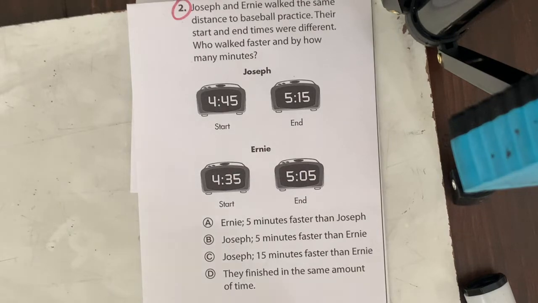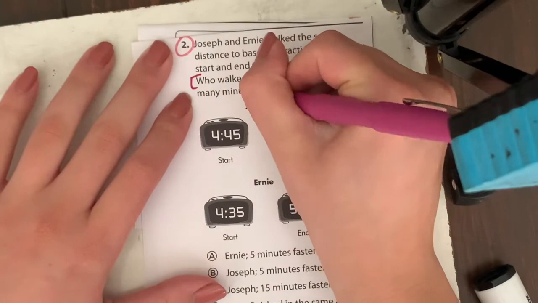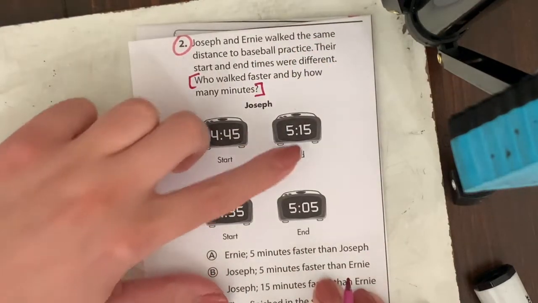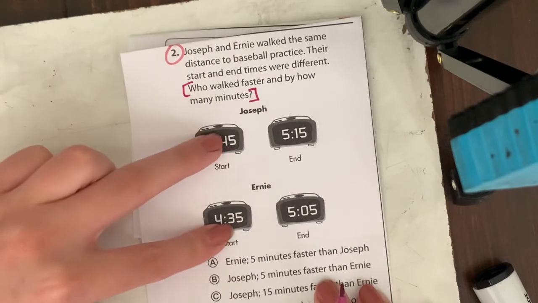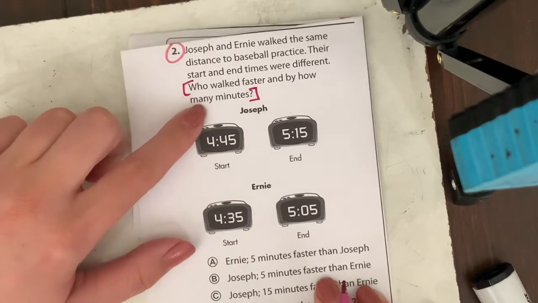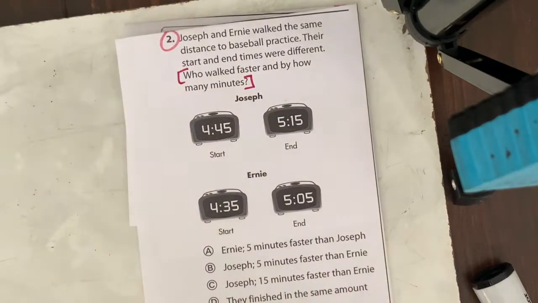Our big question is who walked faster and by how many minutes. I've got my start and end times for both. I need to see how long it took each of them to get to baseball practice, and then see who walked faster and by how much. So first, let's do Joseph.